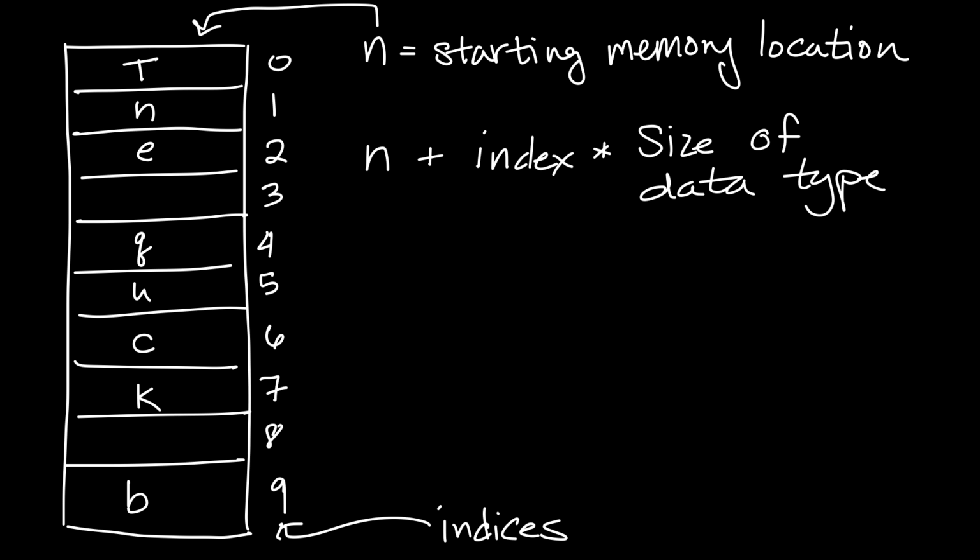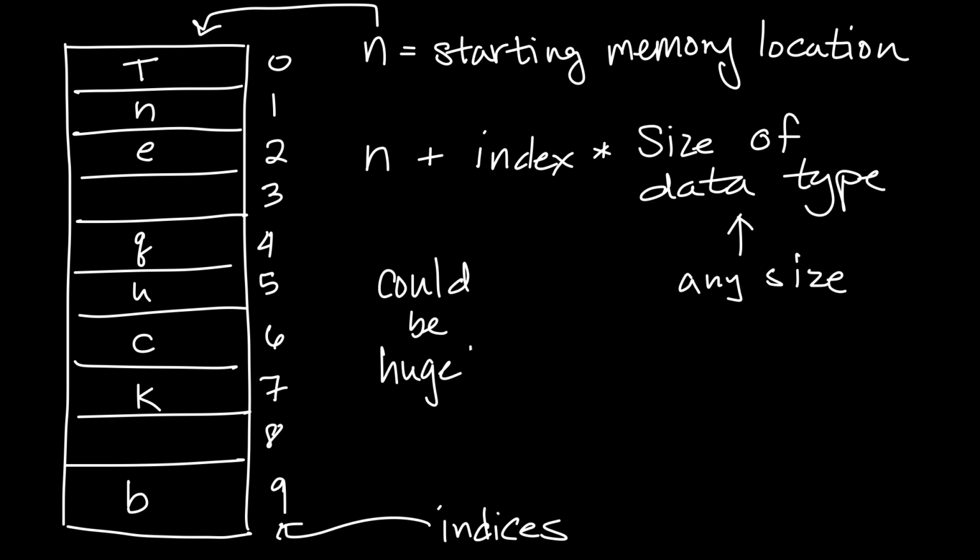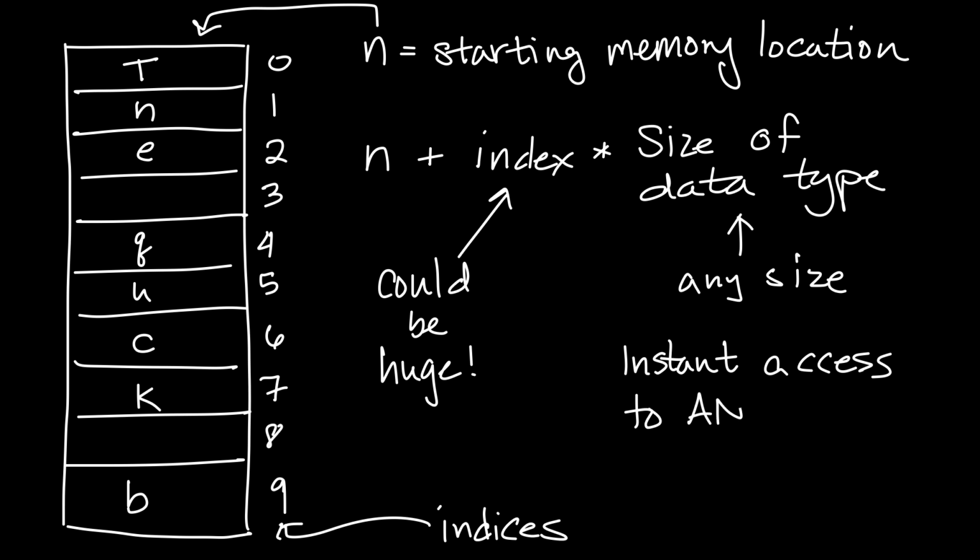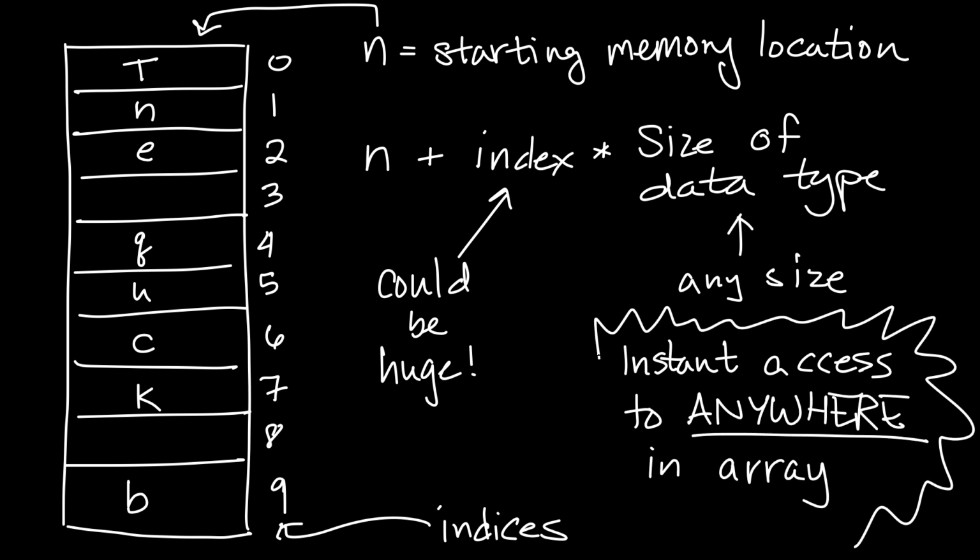You don't have to memorize any of this. Just think about it. It's a simple equation. Multiplication, addition. It doesn't matter how big the data type is. It doesn't matter how many items are in the array. One equation with a single piece of multiplication and addition gets you anywhere into the array almost instantly.